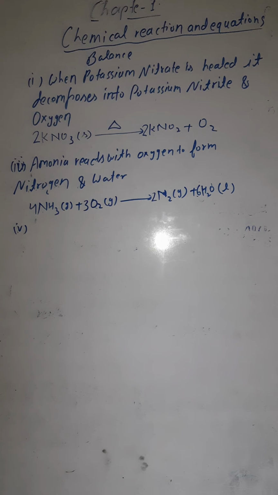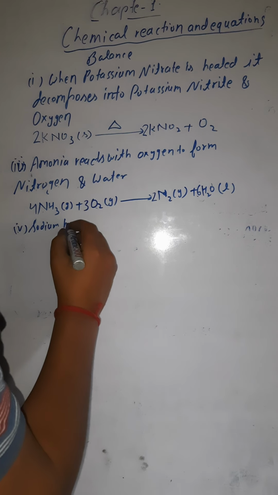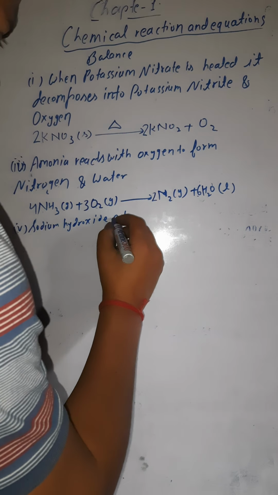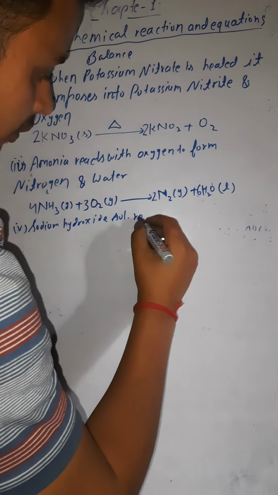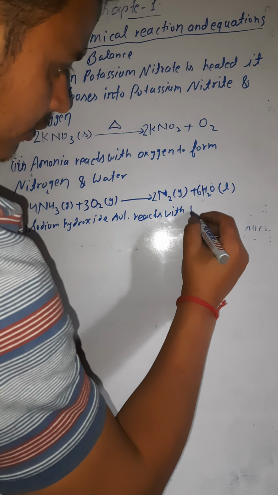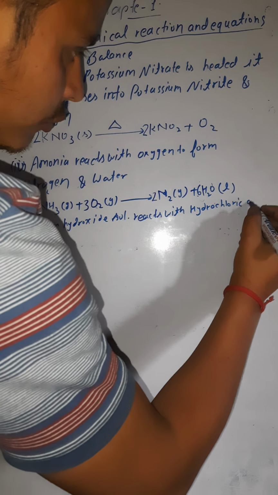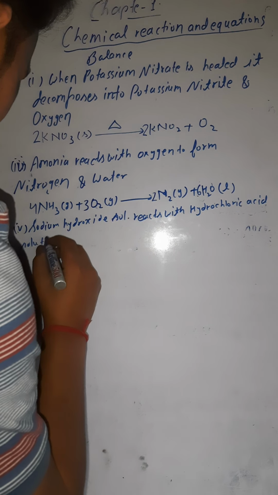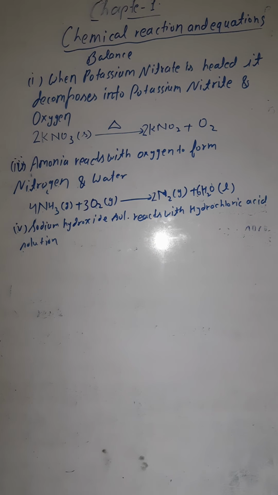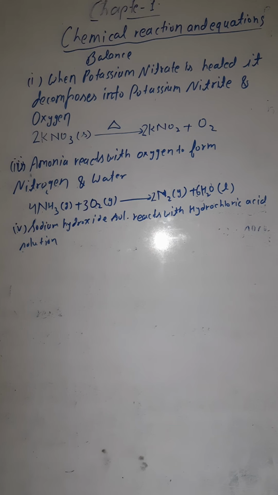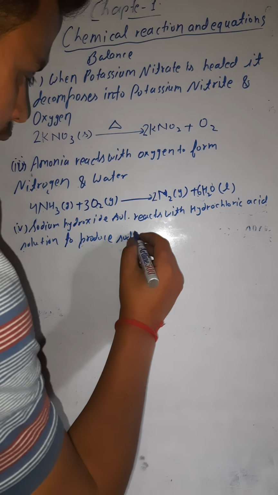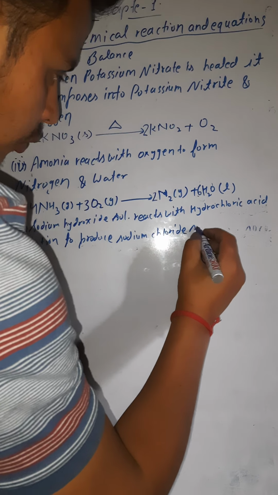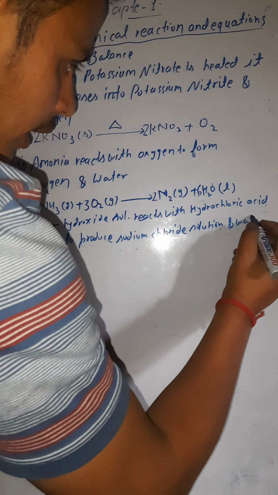Sodium hydroxide solution reacts with hydrochloric acid solution to produce sodium chloride solution and water.